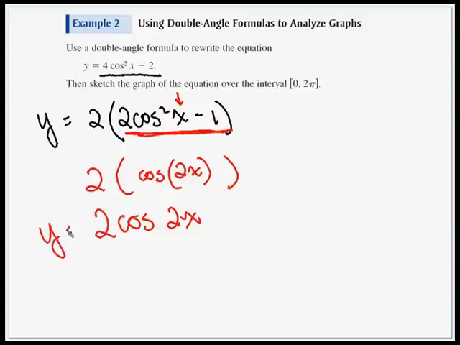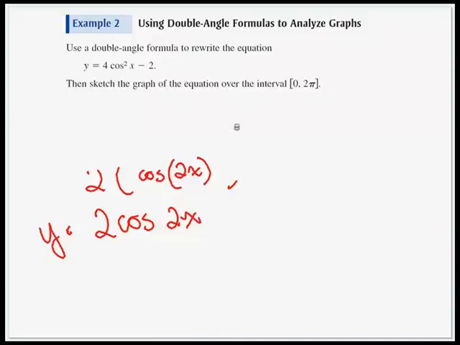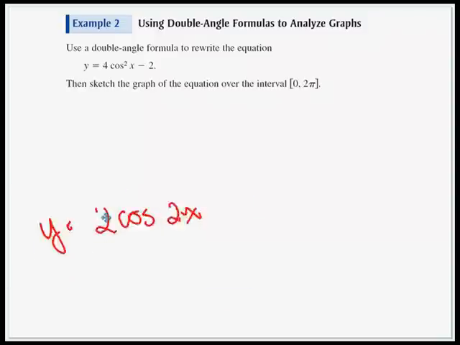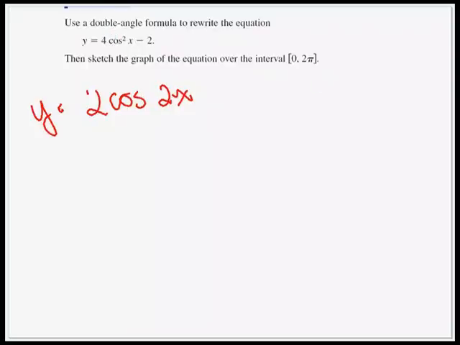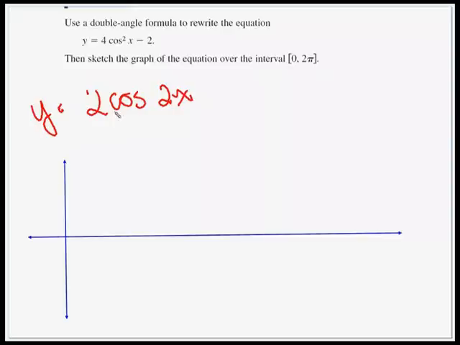And they wanted us to also graph that over the interval from 0 to 2 pi. It's been a while since we've graphed a trig function. Hope we haven't forgot how. So we're going to need some axes here. And let's see our amplitude. What's the amplitude of this function? 2. So we're going to go from a high of 2 to a low of -2. And they want us to sketch it over the period out to 2 pi. And we'll chop that in half to pi.